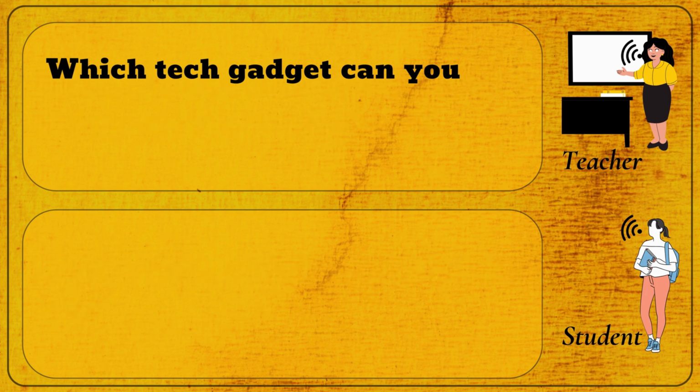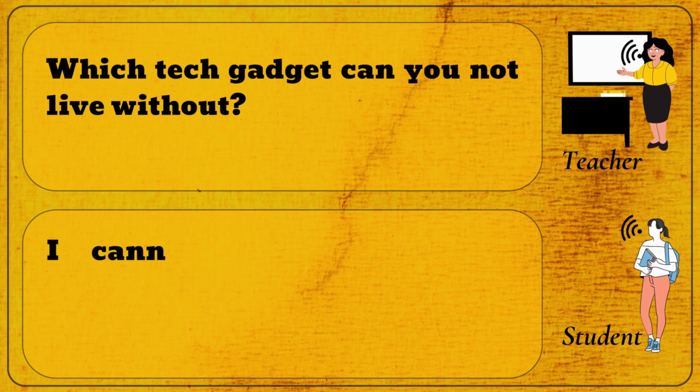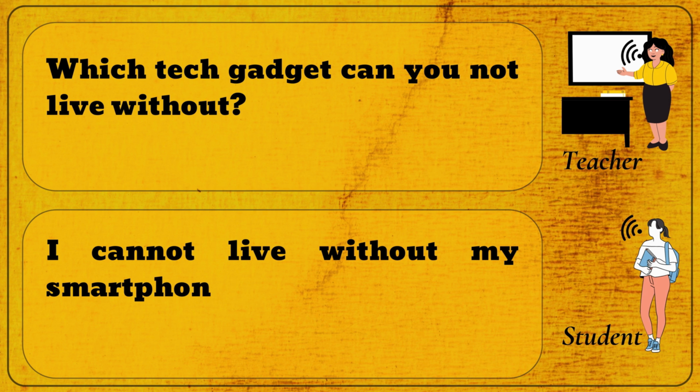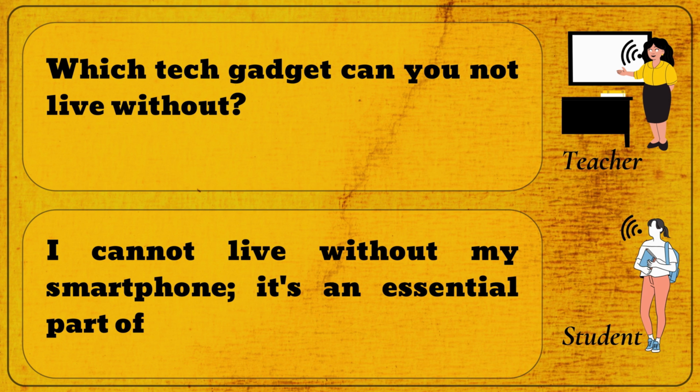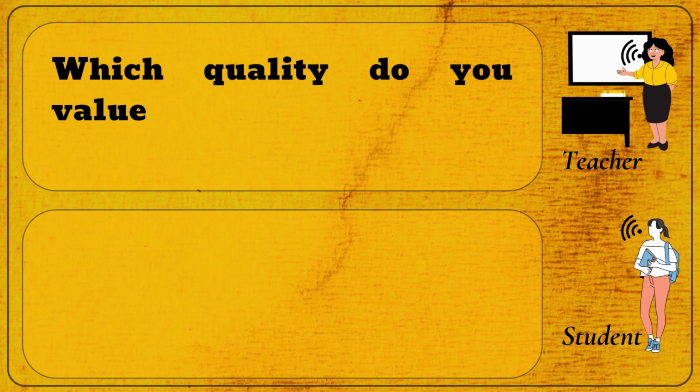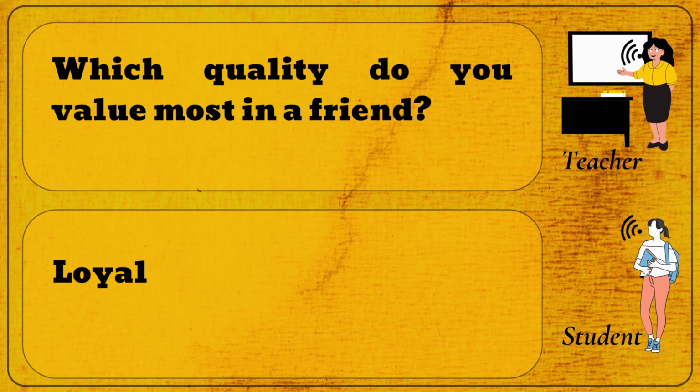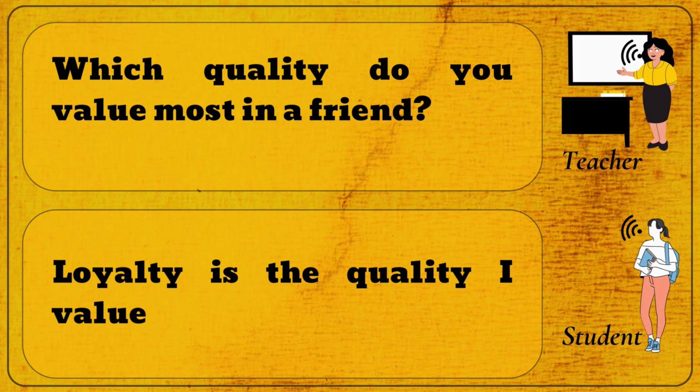Which tech gadget can you not live without? I cannot live without my smartphone. It's an essential part of my daily life. Which quality do you value most in a friend? Loyalty is the quality I value most in a friend.